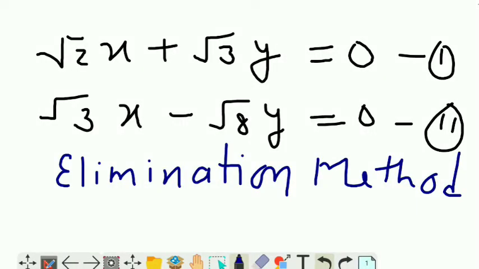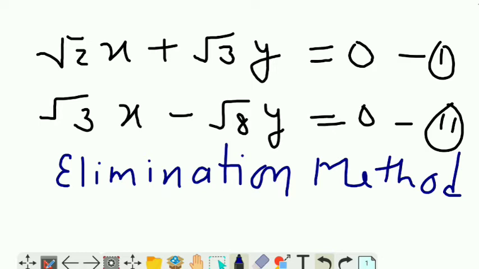Okay students, so you have learned the substitution method to solve the pair of linear equations in two variables. Now it is time to learn the elimination method to solve the pair of linear equations in two variables. Just you can see two equations are given to you. The system of linear equations in two variables, that is root 2 x plus root 3 y is equal to 0, and the second is root 3 x minus root 8 y is equal to 0. These two equations are given to us and we are going to solve these equations by the elimination method.